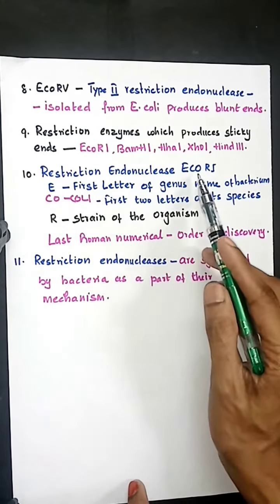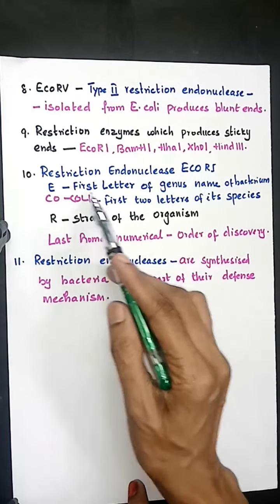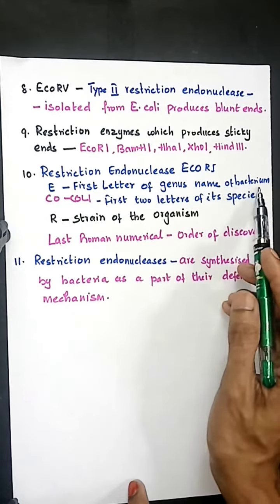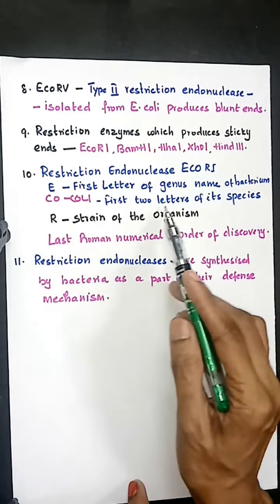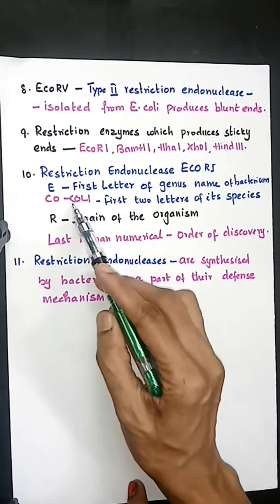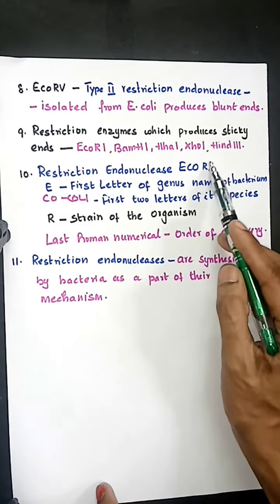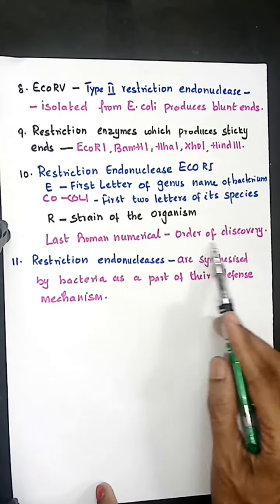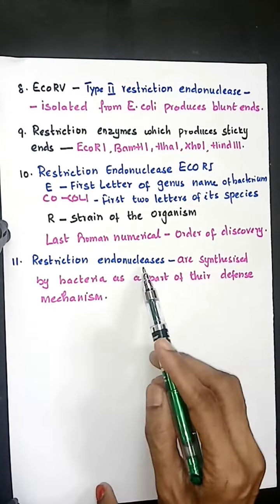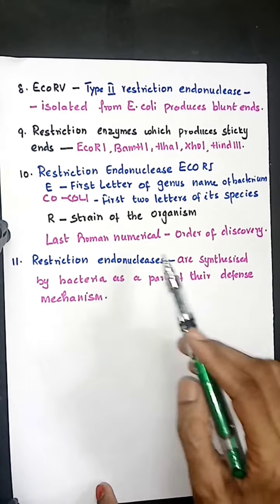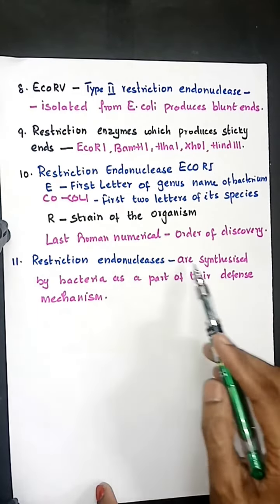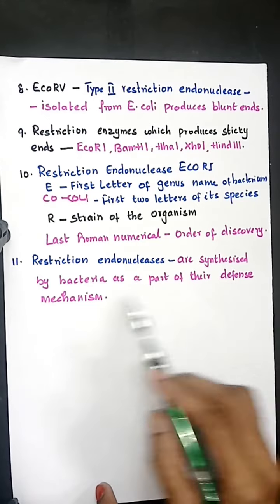In the restriction endonuclease EcoRI, E stands for the first letter of the genus name of the bacterium. Co stands for the first two letters of its species. And R is the strain of the organism. The last Roman numeral I is the order of discovery. Restriction endonucleases are synthesized by the bacteria. They are enzymes synthesized by the bacteria as a part of the defense mechanism.